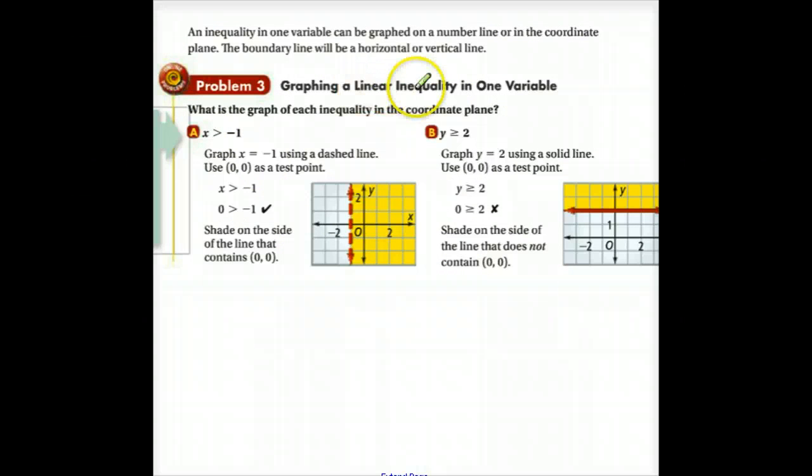All right, graphing a linear inequality in one variable. We've looked at these before. X is greater than negative 1. That produces a vertical line at negative 1. You do the same thing where you test a point. They use 0, 0. They put 0 in for x. 0 is bigger than negative 1, so 0, 0 is the solution. So they shaded, if you see in yellow, everything to the right.